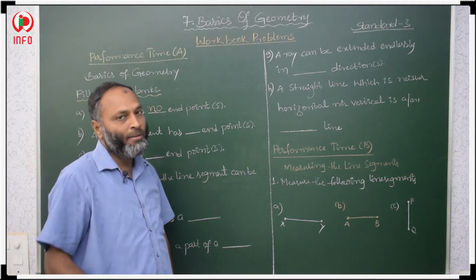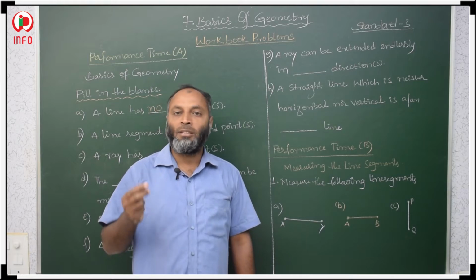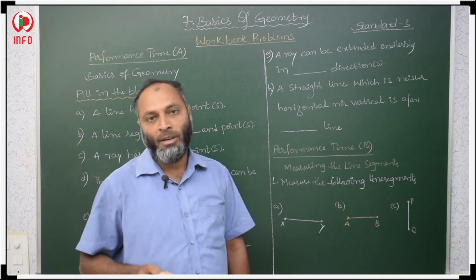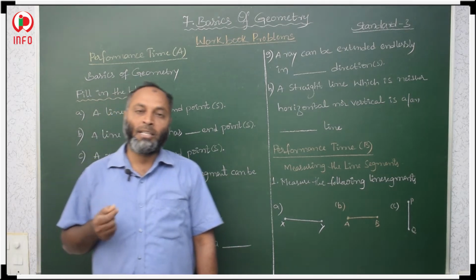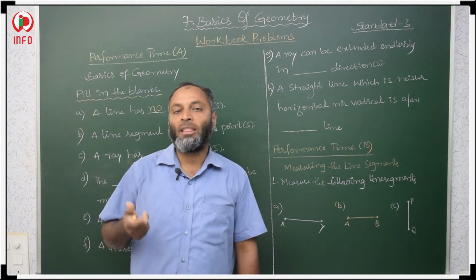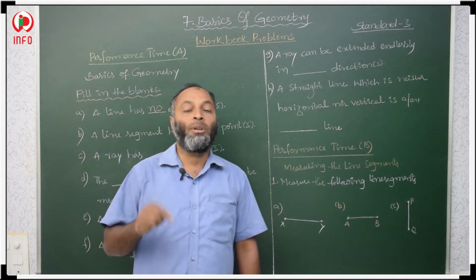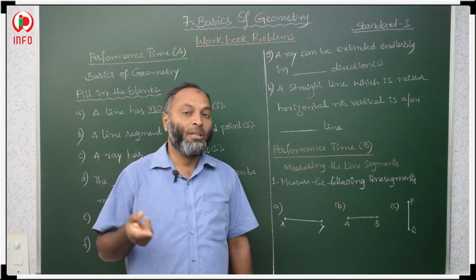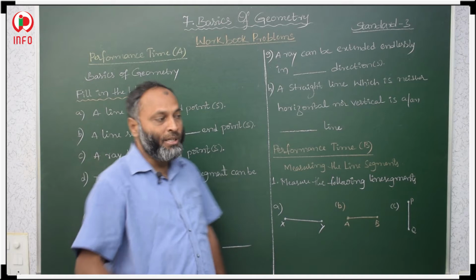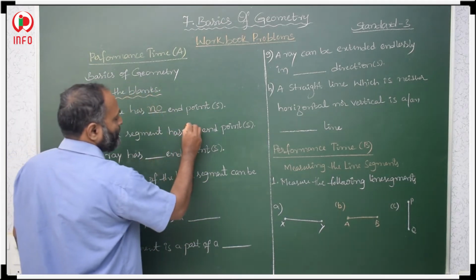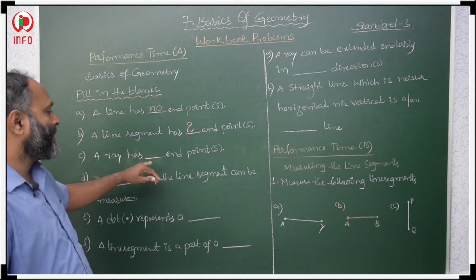Then after that, a line segment has dash endpoints. So here we know a line segment has 2 endpoints. How many endpoints? 2 endpoints. That's why we can measure the line segment length. But we cannot measure a line because it extends in both the directions. So the length of the line is not possible to measure. But the line segment length we can measure because a line segment has 2 endpoints. A line segment has 2 endpoints.